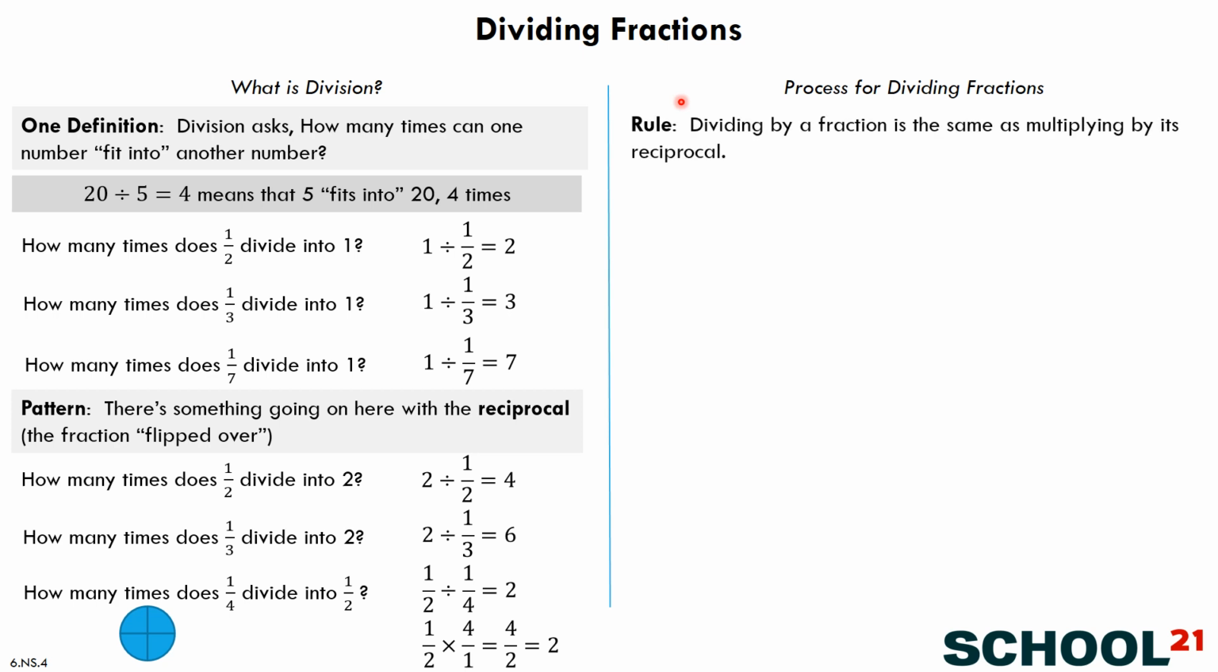Okay, so let's go ahead and test that with a little bit more of a complicated example over here. I'm first going to restate our rule. Dividing by a fraction is the same as multiplying by its reciprocal. That's kind of the rule we said, right? Yeah.